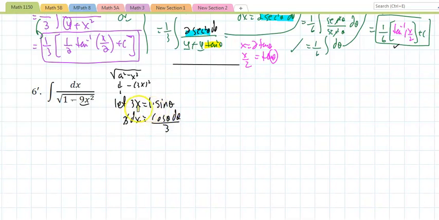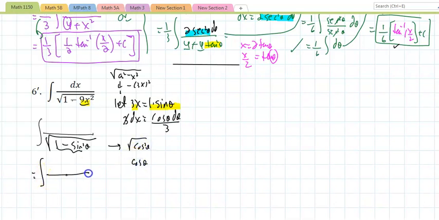If I let this be the sine, so that is the square root of 1 minus, when I square both sides, I get the sine squared of theta. And I know what that is. Wouldn't that be cosine squared? Isn't that just cosine of theta? There. That's simple. And dx, isn't dx really 1/3 cosine of theta d theta?